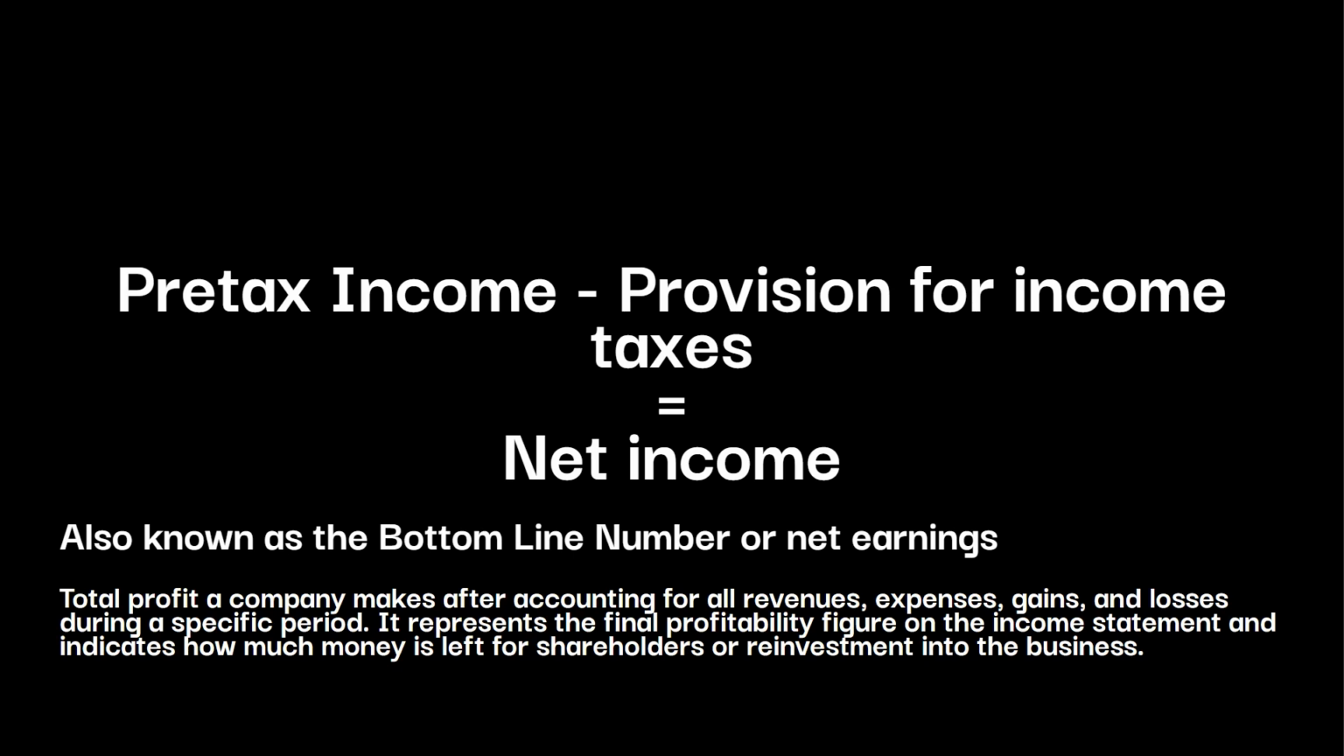And to find our net income, all we take is our pre-tax income. We subtract the provisions for income taxes. And this is also known as your bottom line number, or net earnings. And this is the total profit a company makes after accounting for all revenues, expenses, gains, and losses during a specific period. It represents the final profitability figure on the income statement and indicates how much money is left over for shareholders or reinvestment back into the business.